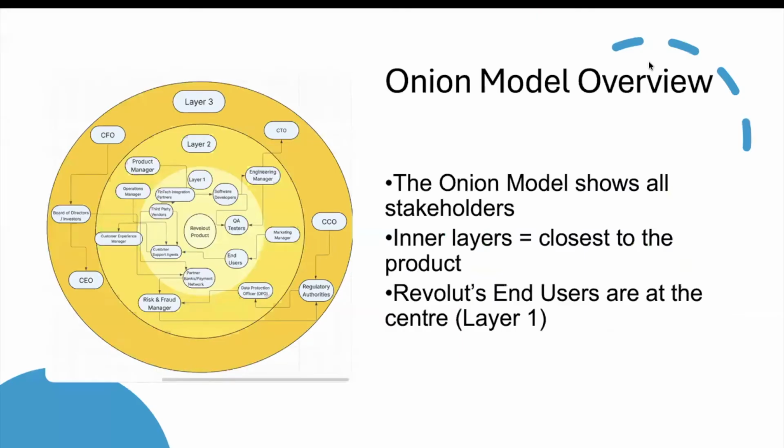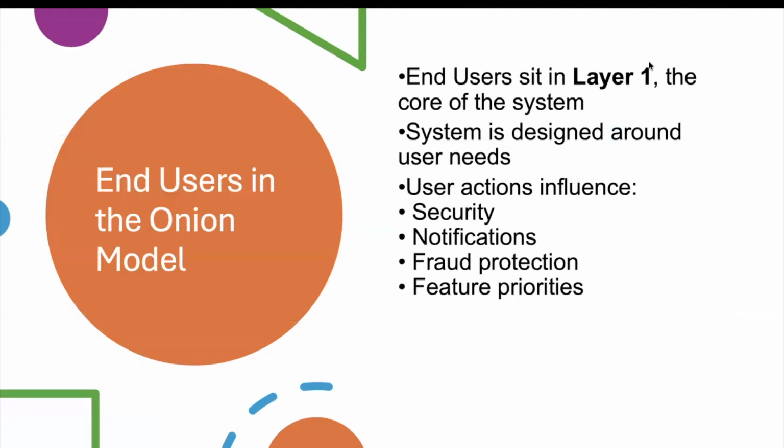This is the onion model for our project. The layers show all the different stakeholders surrounding the Revolut project, from those who directly interact with it to those who influence it indirectly. End users are placed at the very center of the model in layer 1. This reflects how the entire system is built around their needs and actions. Everything from authentication to notifications to fraud detection begins with the experience of the user.